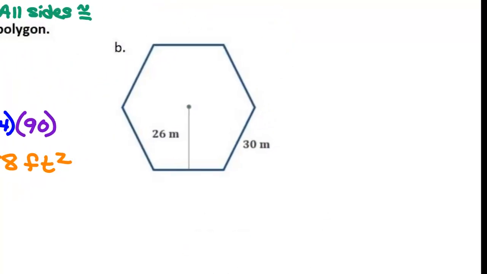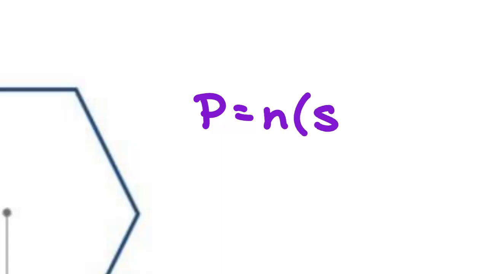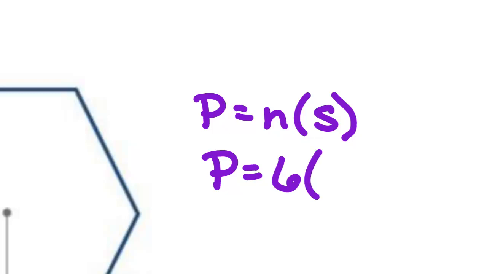Let's try that same thing with this second figure over here in part B. Let's find the perimeter first. Perimeter is equal to number of sides times the length of one side. How many sides does the figure in part B have? 6 sides. How big is one of those sides? 30. So I do 6 times 30 to get my perimeter.